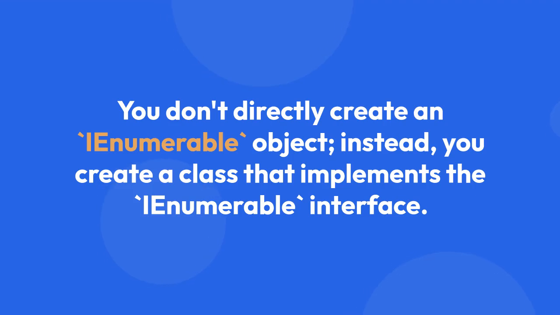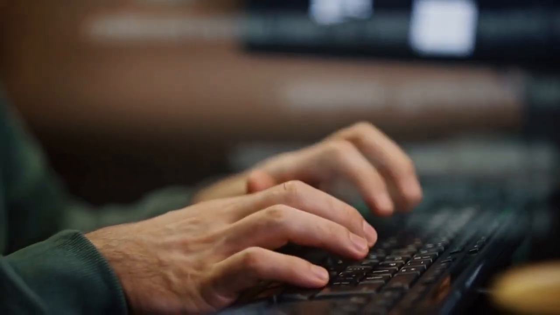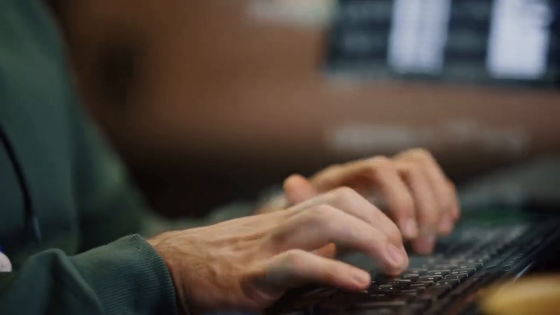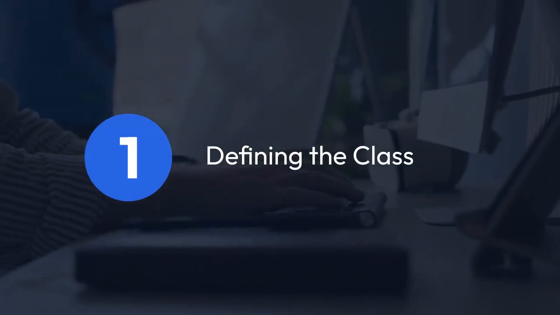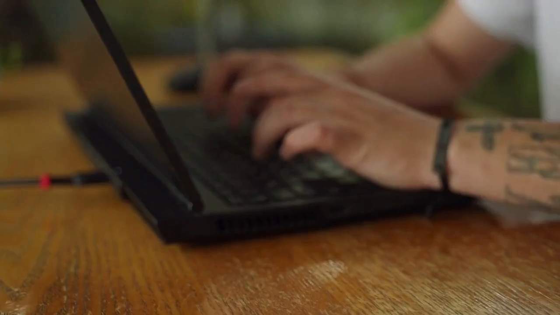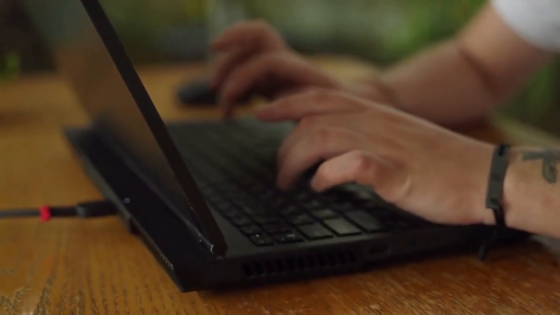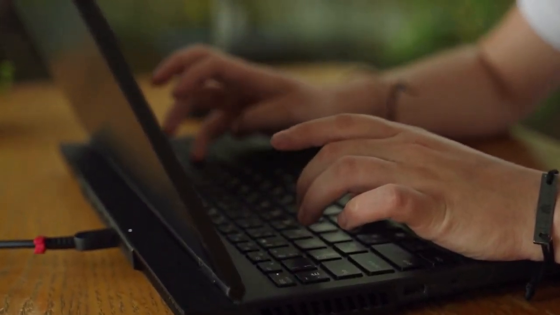Instead, you create a class that implements the IEnumerable interface. This means your class must provide a way for other code to iterate through its contents. Here's how. 1. Defining the class. First, you define a class that will hold your data. Say we want a collection of integers. We'll call our class myIntegerCollection.